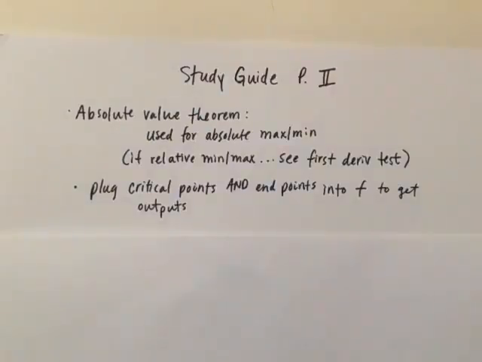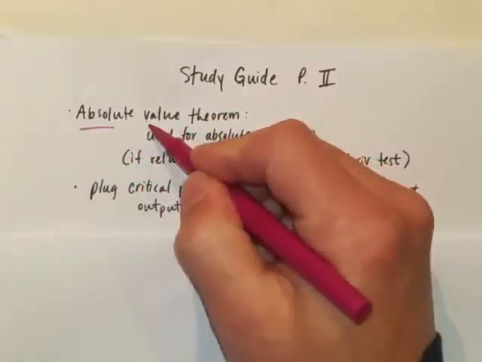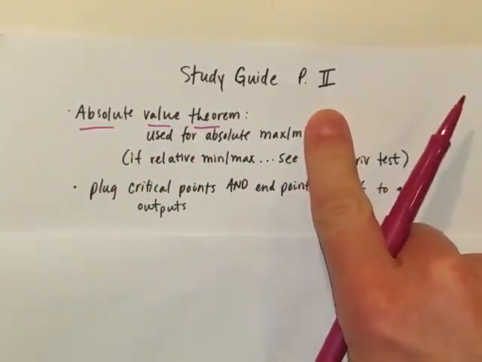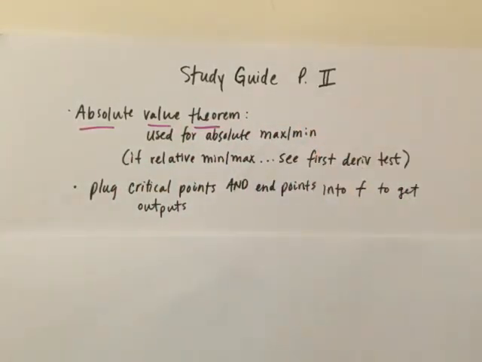Okay, today's review for the upcoming assessment is going to be about the absolute value theorem. So this is going to be your study guide part 2. Make sure that you organize this in an organized way such that it's separate from that first page so you can quickly flip back and forth and find keywords.